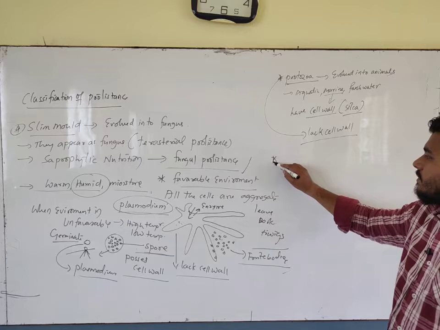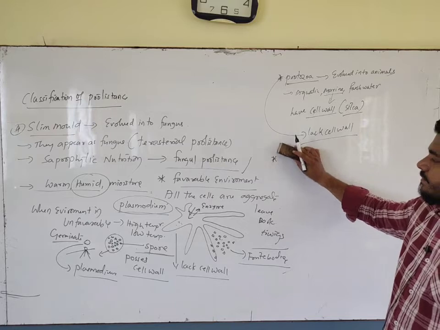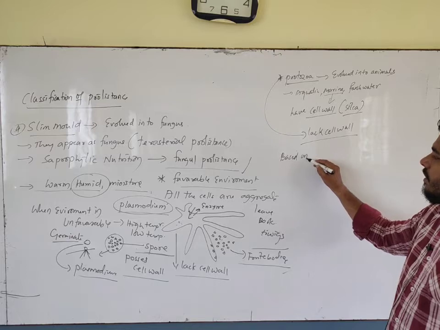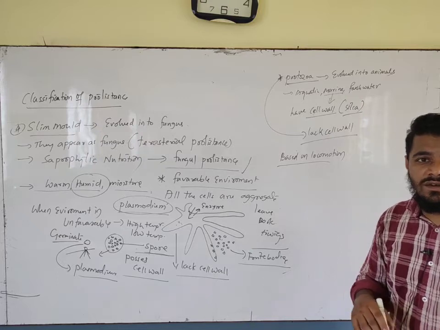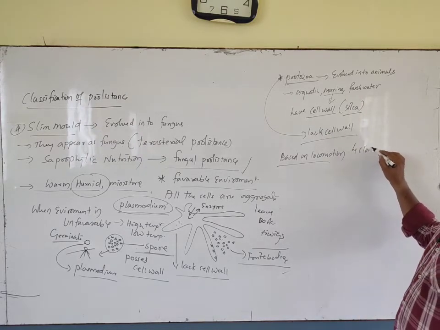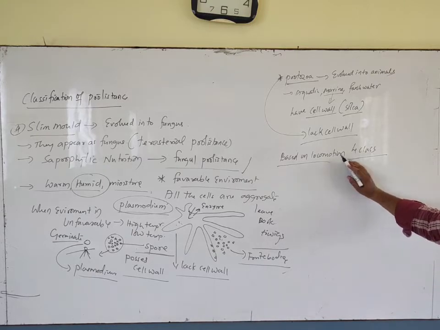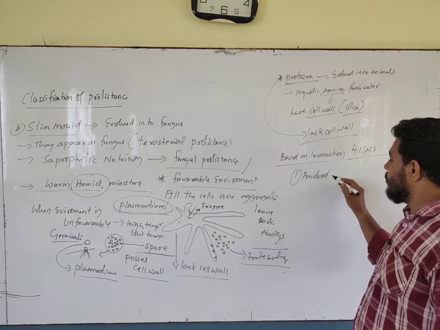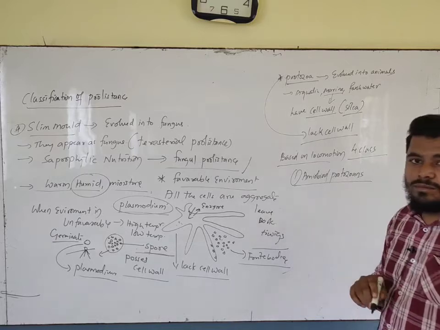the next, based on locomotion the protozoans are divided into 4 classes. Protozoans are divided into 4 classes. The first protozoans are amoeboid protozoans.